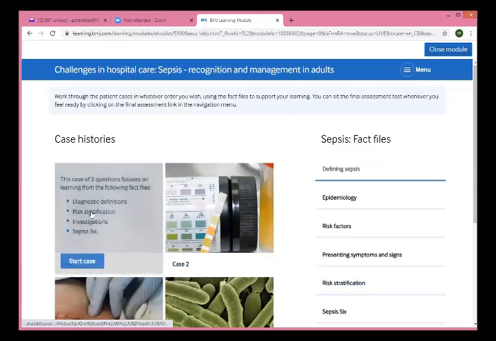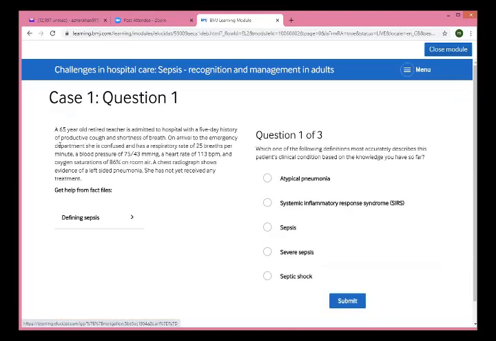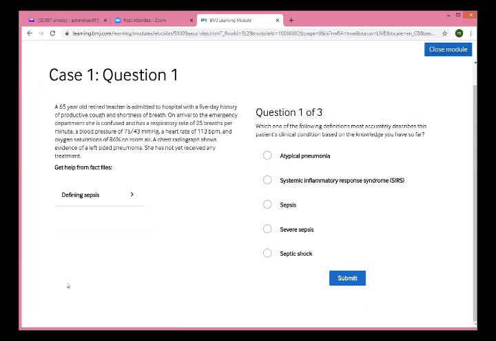Right, so let's do the case history first. A 65-year-old teacher is admitted to hospital with a 5-day history of productive cough. On arrival, she is confused, so confusion is there, and the patient is tachypnoeic. Blood pressure is low, heart rate is 130. A chest radiograph shows evidence of left-sided pneumonia. She has not received any treatment. Which one of the following definitions most accurately describes the patient's clinical condition based on knowledge so far? So the patient has sepsis. The qSOFA score is 2 or more plus low blood pressure.